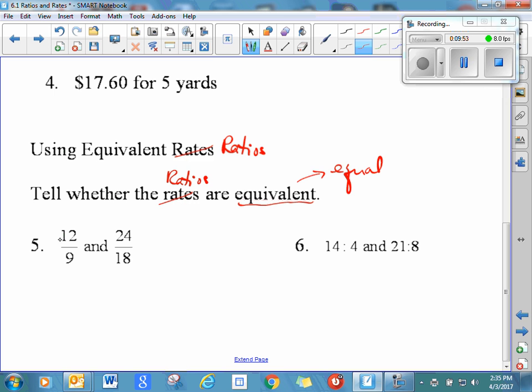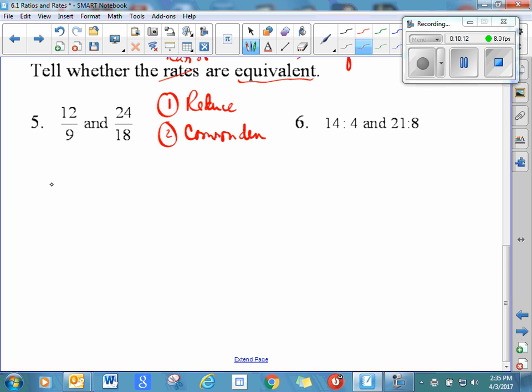And there's a couple different ways to do this. Number one, we can reduce each fraction to its simplified form and see if we have the same thing, or we can find a common denominator. So let's just run both of these for number 5 anyway. So 12 over 9, the first way would be to reduce it.